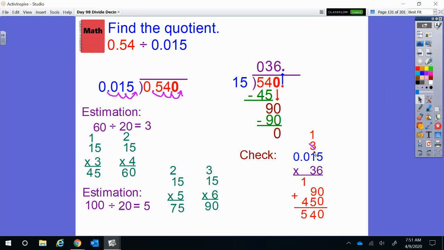But now wait a minute. Let's look at that decimal point. Now we have to take into consideration the decimal point. How far do we have to move it? 1, 2, 3. Let's confirm. 1, 2, 3. How many times do we move it? 3 times. So at the bottom we have to move it back again. 1, 2, 3.